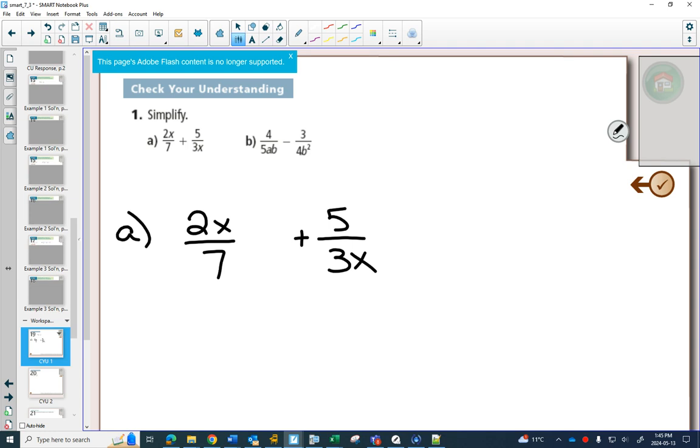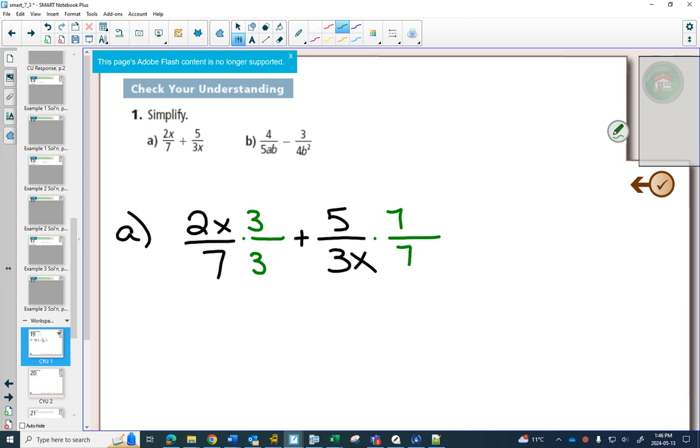So I would need to, and I'm going to change colors here, multiply the bottom of this one by 3, and I also need to multiply the top of that one by 3, so I'm multiplying by 1. And this one, I'm going to need to multiply the bottom by 7 and the top by 7. I'm still multiplying by 1, but that will give me a common denominator of 21.